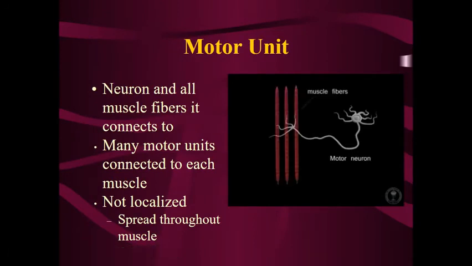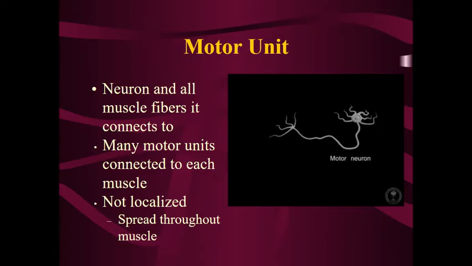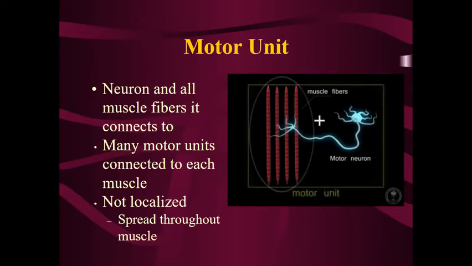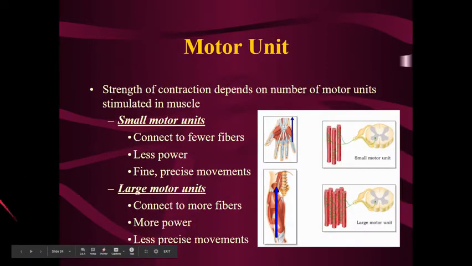A motor unit is the neuron and all the muscle fibers it connects to. There are many motor units connected to each muscle, and they're not localized, they're spread throughout the muscle. And so this is what's going to cause individual muscle fibers or muscle cells to contract. The strength of contraction depends upon the number of motor units that are stimulated in muscle.